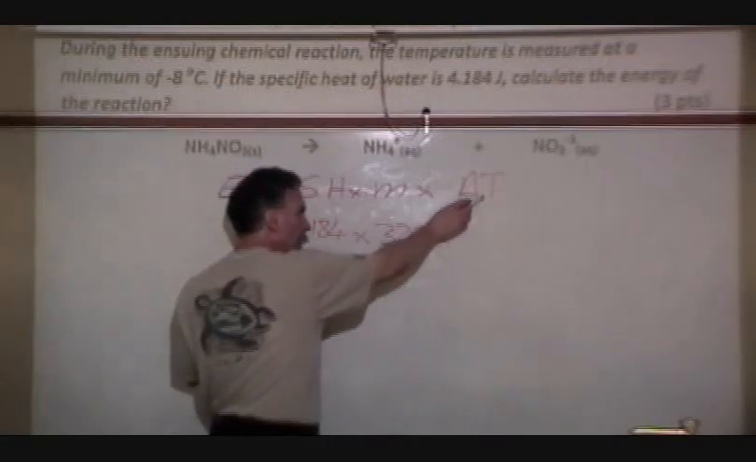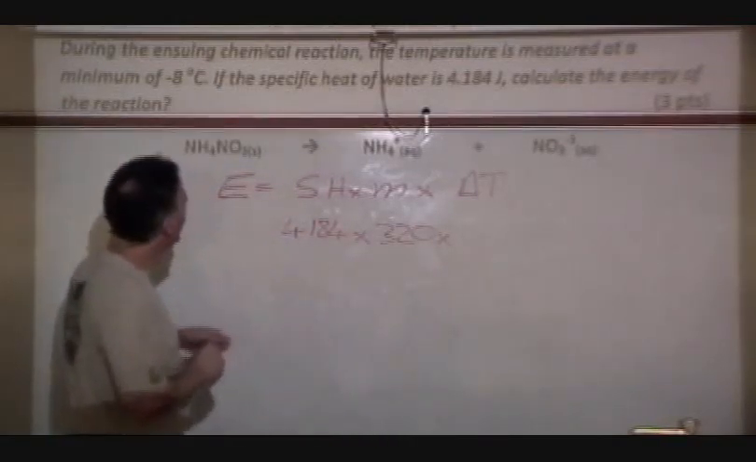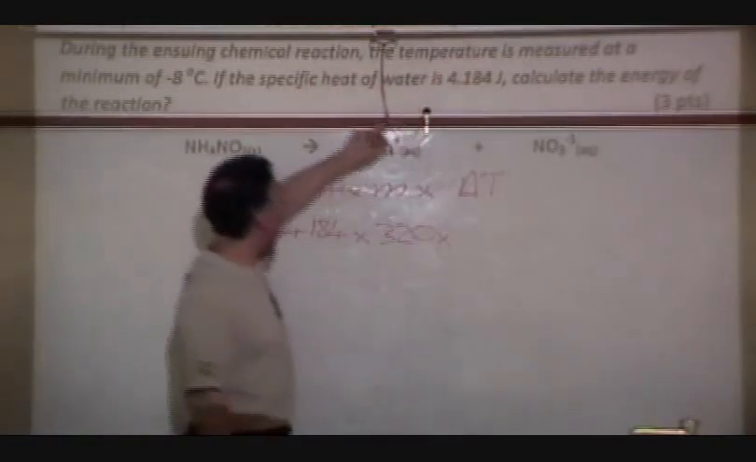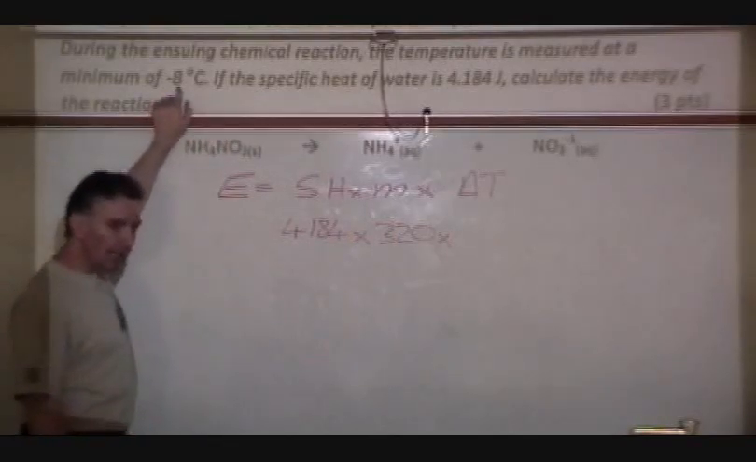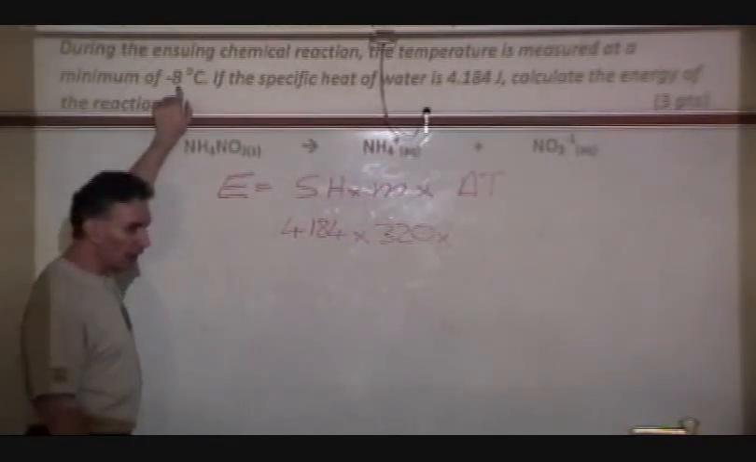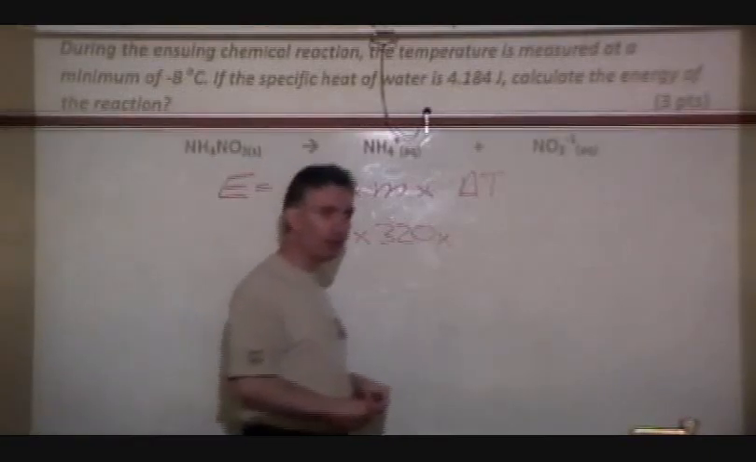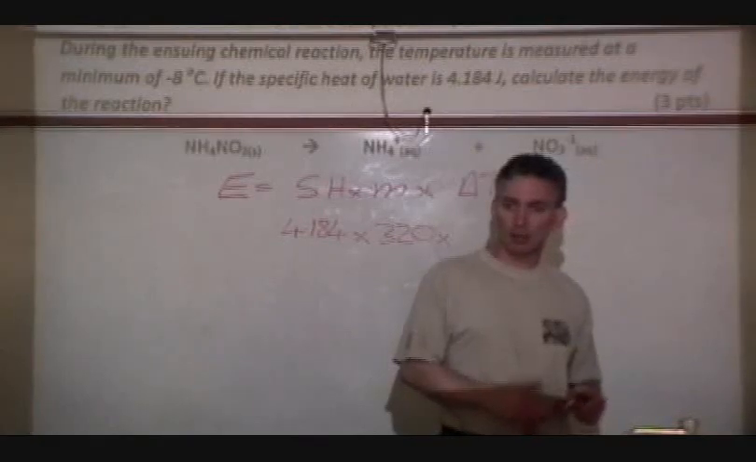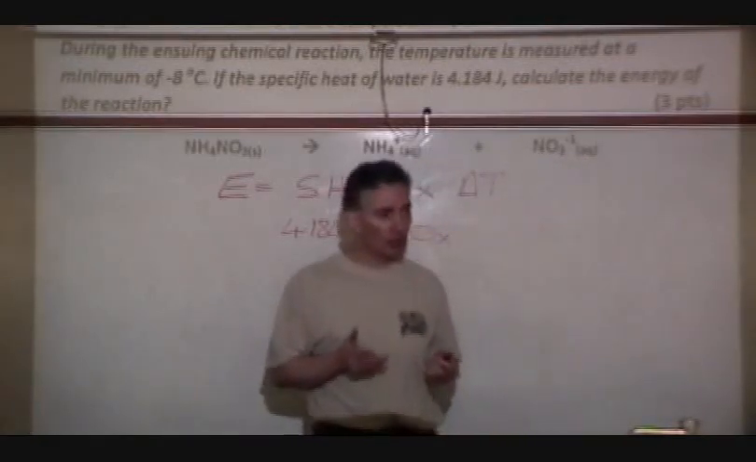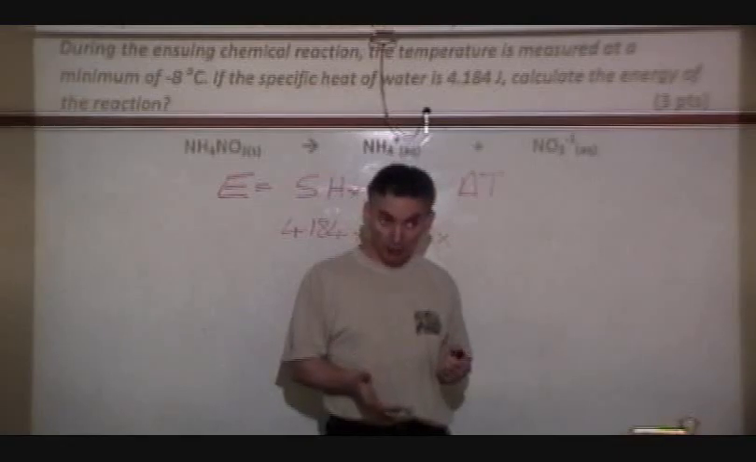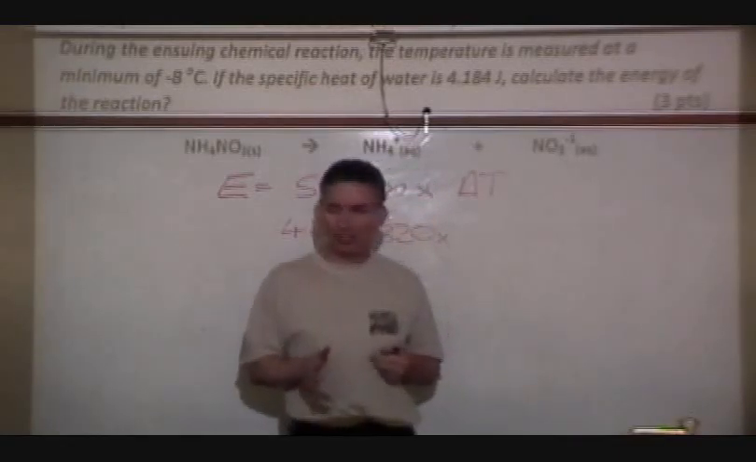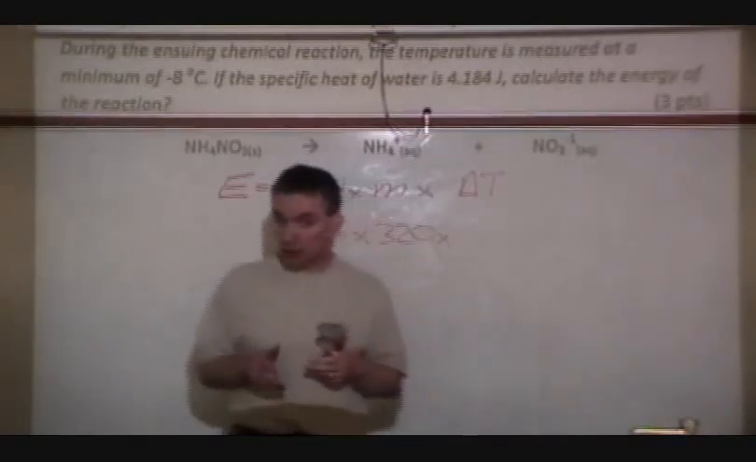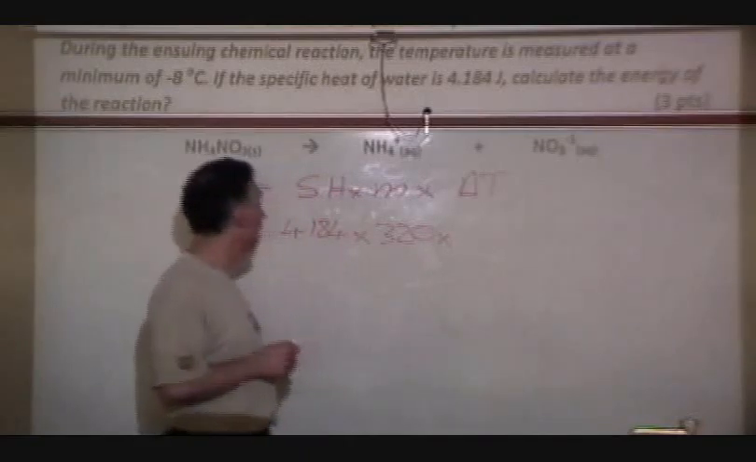And this is where some people started hitting that speed bump again. The change in temperature. Well, the temperature started at 17 degrees and went down to minus 8 degrees. That's a change in temperature of 25 degrees. There are a lot of people who thought that was a change of just 9 degrees. And again, it's just a silly, silly mistake. If people had thought about it for a second, that would have been very apparent to them. Very silly mistake, very costly.